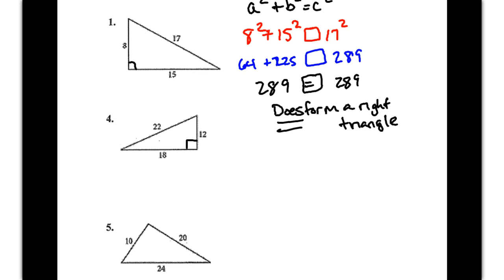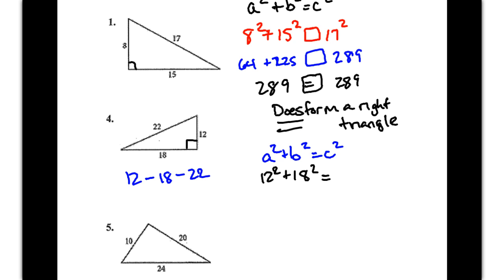So now we'll try it again for number 4 here. Again, we'll put the sides in order: 12, then 18, then 22. So we'll put them into a squared plus b squared equals c squared. The two shortest ones go in for a and b. So 12 squared plus 18 squared. And we want to see, and that's kind of a habit of mine just going there, but we'll put a little box there or a question mark to see if it's equal to 22 squared.